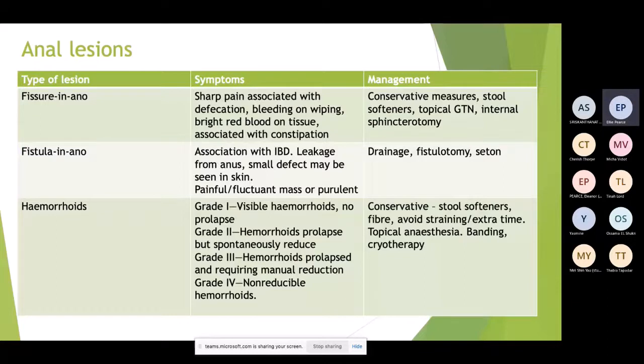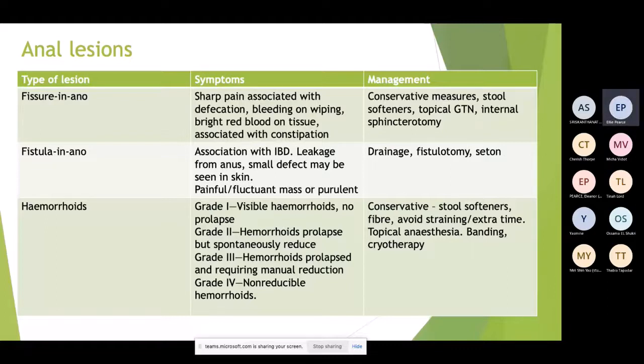Sometimes these fistulas get infected, and they can be associated with abscesses, and that would include a painful fluctuant mass. The treatment for those is drainage of any abscesses, and a fistulotomy in a second stage. So you can cut a fistula open, which sounds counterproductive, but actually allows it to heal by secondary intention. And a seton is just like a little string that we put in that forces the tract to stay open, and that again encourages healing by secondary intention.